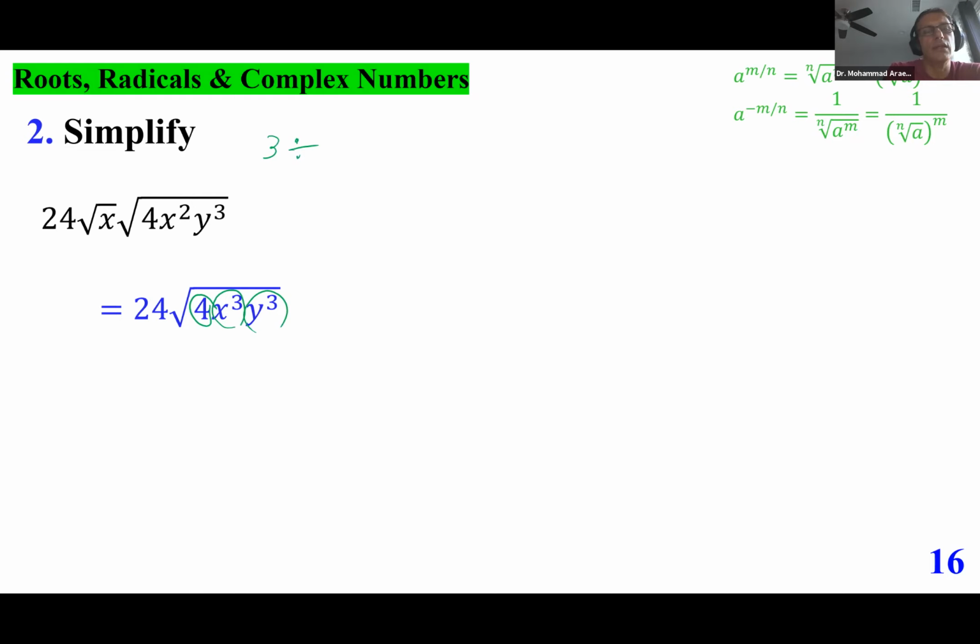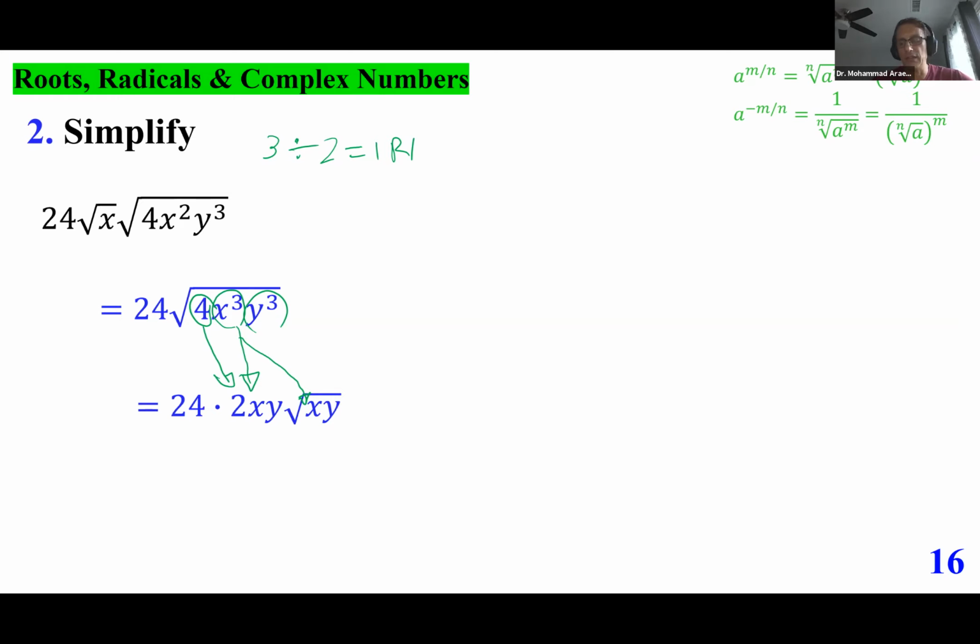Remember, when we don't write the index, it is 2, and it becomes 1 with the remainder 1. The same thing happens with y. So you bring the quotient, which is 1, out. So you bring 4 out, and then x cubed, one of them out, one of them in. Which one is out? The exponent quotient as the exponent.